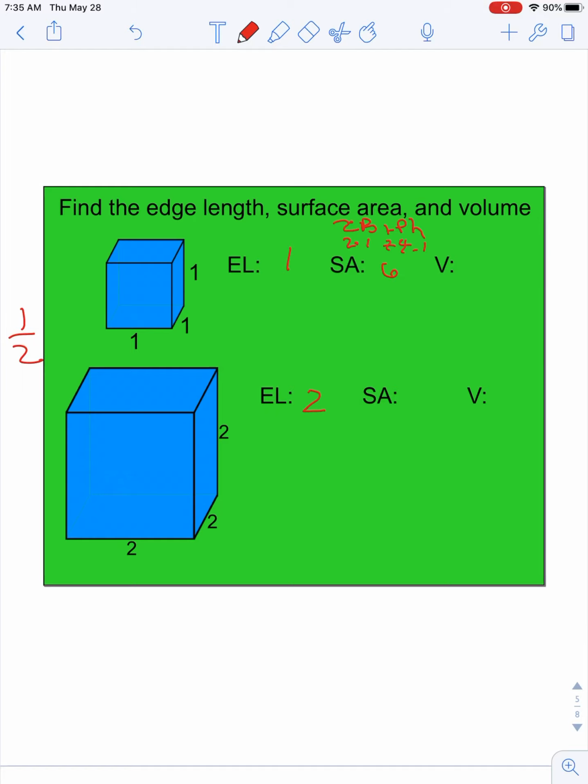So let's find the surface area of the larger cube down here. We have the area of the base, which is 4. We have the area of the base times 2, so 4 times 2, plus the perimeter of the base times the height. The perimeter of the base is 8 times 2, so we get 4 times 2 is 8, plus 8 times 2 is 16, and 8 plus 16 gives us 24.